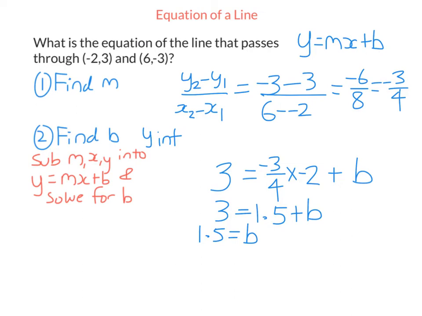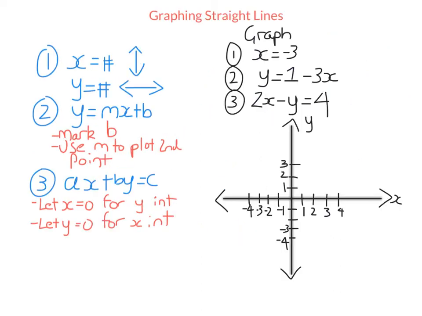All right, let's now look at doing the opposite. So now I'm going to give you the equation, and you're going to turn it into a graph. So there are 3 methods for graphing straight lines. The first is if it's x equals a number, it's just a vertical line. Y equals a number is just horizontal. These are kind of cases that don't fit into the other 2 methods.